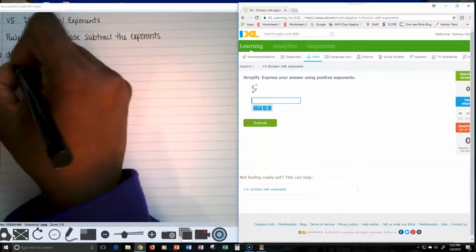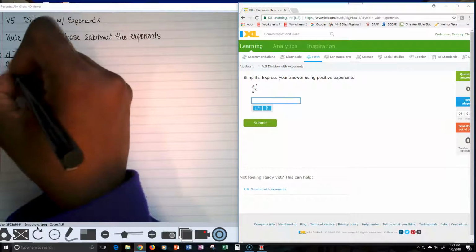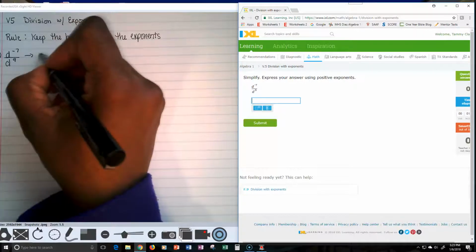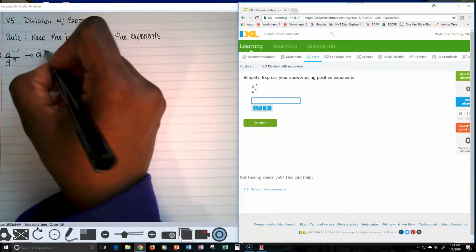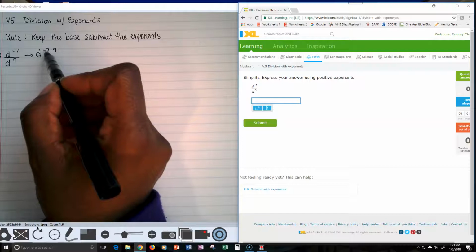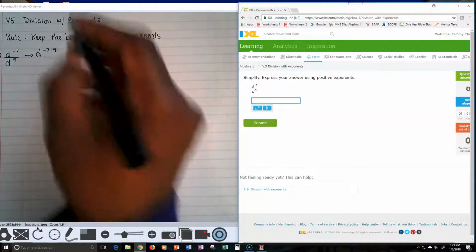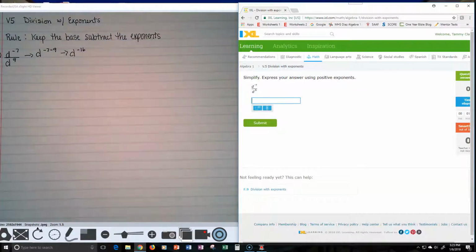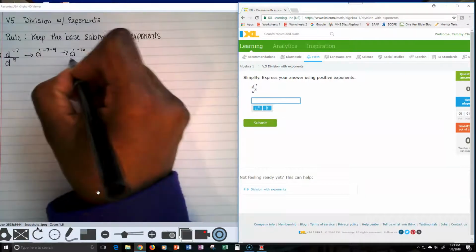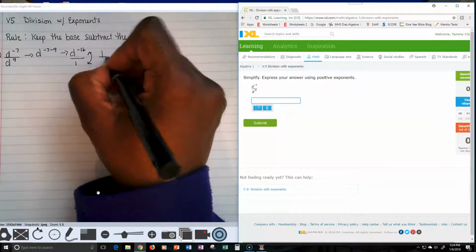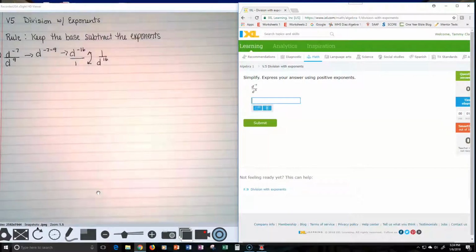So number one, we've got d to the negative 7 divided by d to the 9th. So basically what I'm going to do is take d, keep my base, and subtract my exponents. So I have d to the negative 7 minus 9. Well, that would be d to the negative 16. But we're told to write our answer using positive exponents, which means since this is a negative exponent, we have to flip it over. So we're going to have 1 over d to the 16th power.